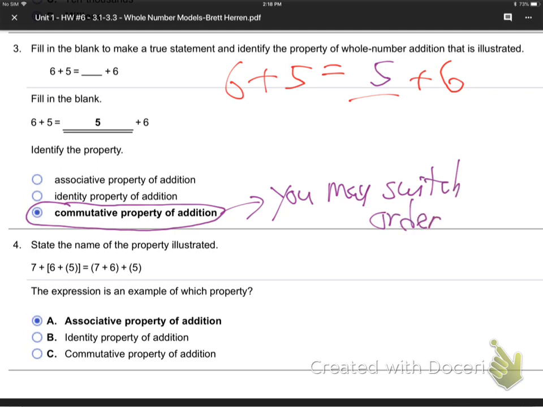That's called the commutative. Way to remember that: I had a teacher one time that said, it's like when you commute. What does a commuter do? It goes back and forth, back and forth. So that's what we call that, the commutative property. You can switch the order.